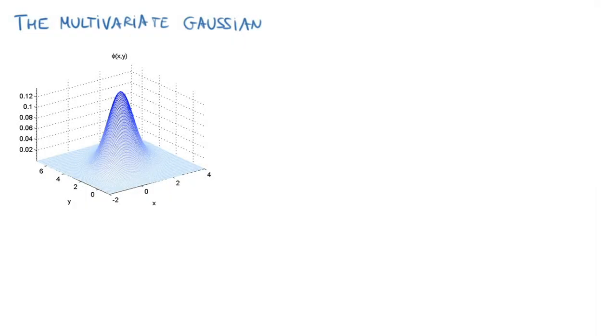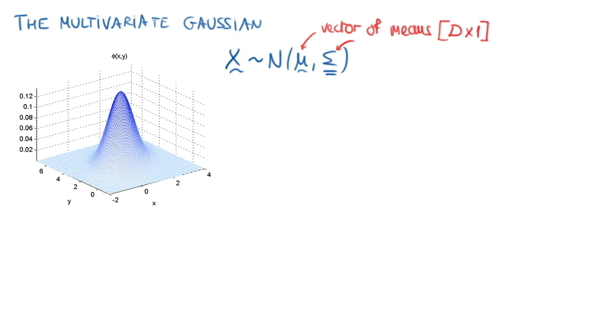To model the dependencies among the prices of different assets in the Black-Scholes model, we will assume that the joint distribution of their log returns is a multivariate Gaussian. Consider a d-dimensional random vector x that follows a multivariate Gaussian of parameters mu and sigma. Mu is a d-dimensional vector of means, and sigma is a d by d covariance matrix.